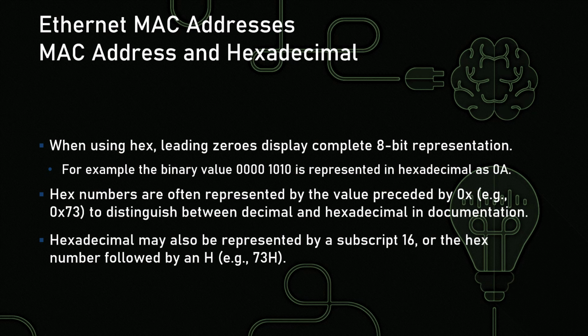So if we were to compare the two, hex 73, if we were to convert it to decimal, is, let's see, 7 is 0111, 3 is 0011, so that's 64, 32, 16, 2, 1, which is 115. So 73 in decimal is not equivalent to 115, so hex is a completely different number system, which we obviously talked about back in chapter 5. Hexadecimal can also be represented by a subscript of 16 or the hex number followed by an H. These are less common, but we will see them on occasion.